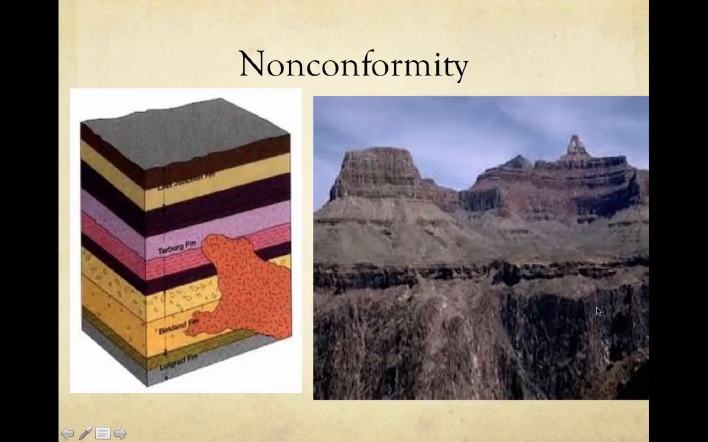And on this picture over here, down here would be our metamorphic rock. And then this layer right here is our nonconformity, where the surface has eroded from the metamorphic rock, and now we have sedimentary rock layers on the top.